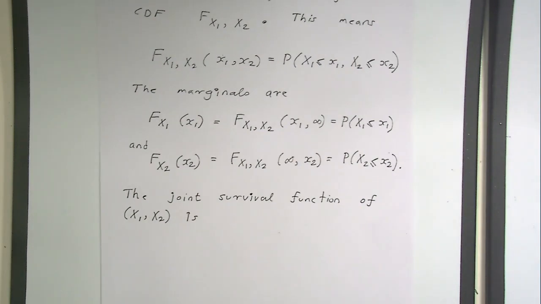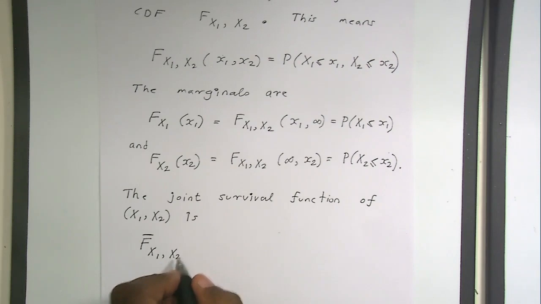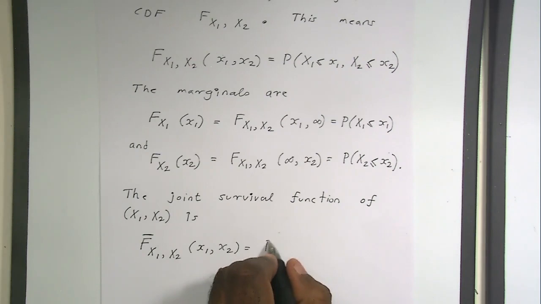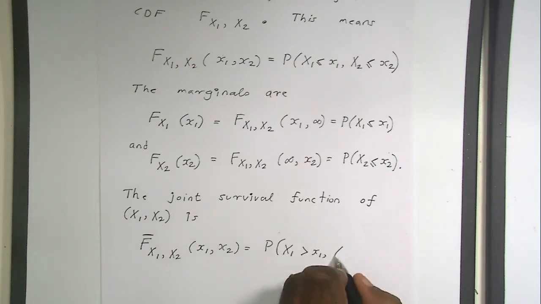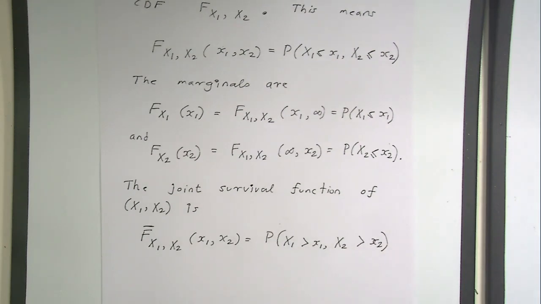the joint survival function of x1, x2, is defined like this. It's the probability that X1 is greater than x1 and X2 is greater than x2. Whenever you have a bar on top of F, what that means is it's a joint survival function. It's defined as this, right?